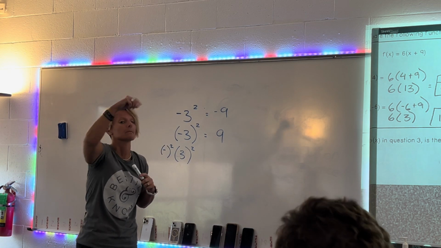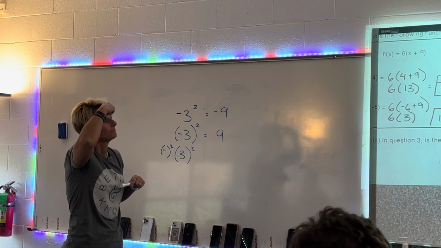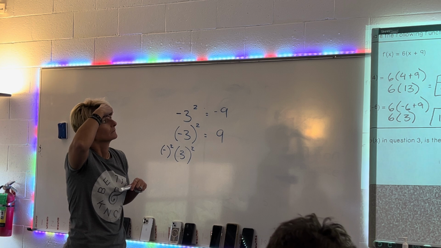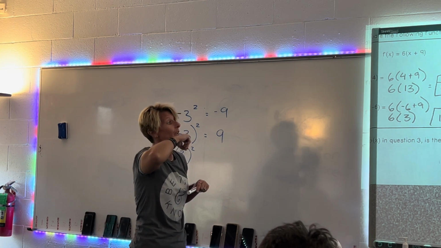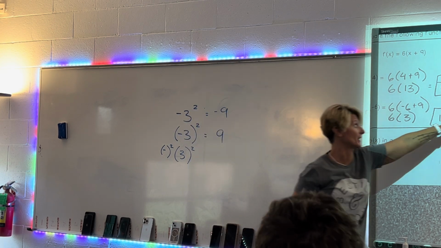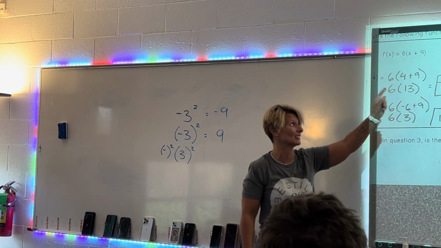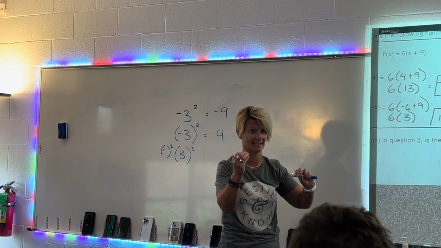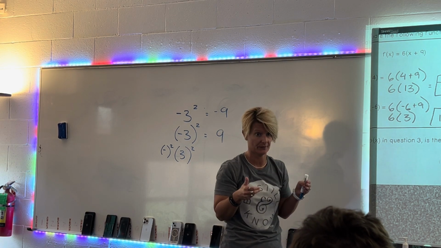Yes, ma'am? So why did we put a parentheses whenever we plugged it in? Because on the first one it's just x squared, so how did we put the parentheses around the negative 3? Because the value of x is negative 3. That's what they're telling me right here. So if the value of x is negative 3 and x is squared, then that means I have to square whatever they tell me x is. And so x is negative 3, so it's got to have the parentheses around it.